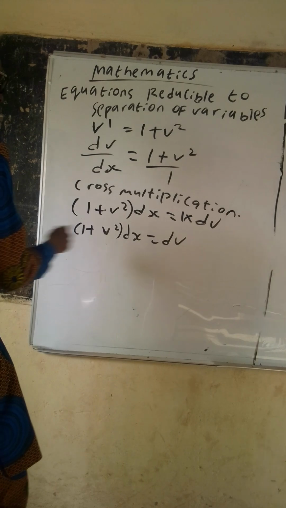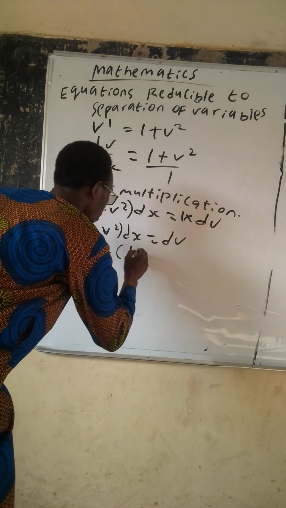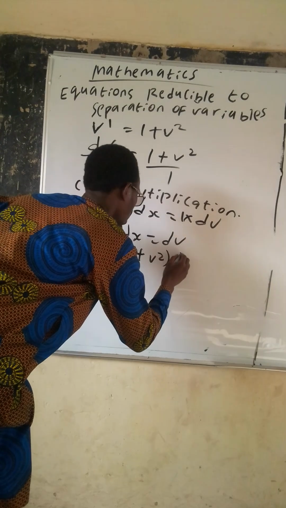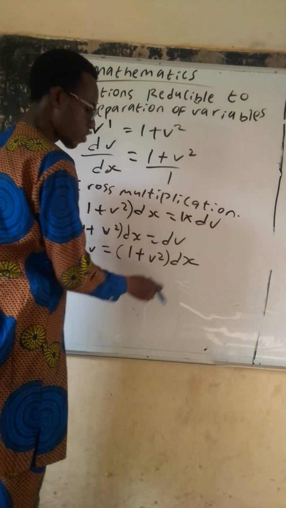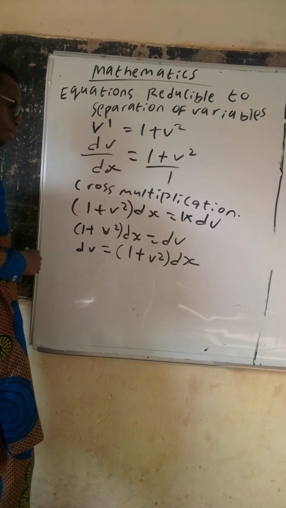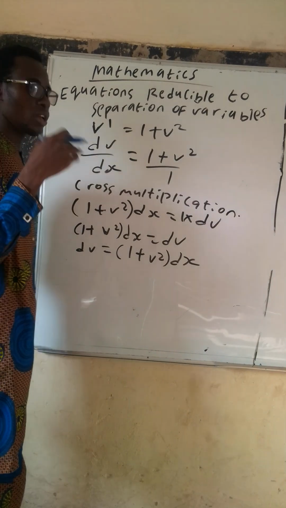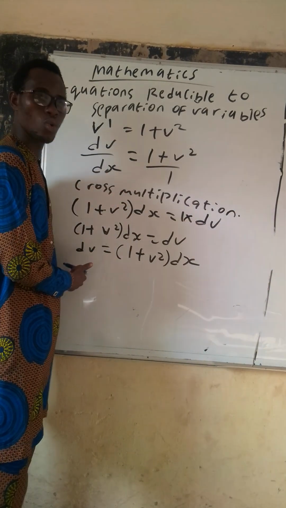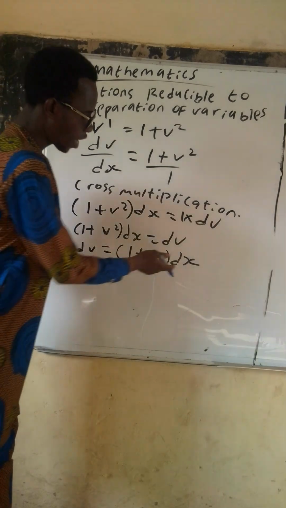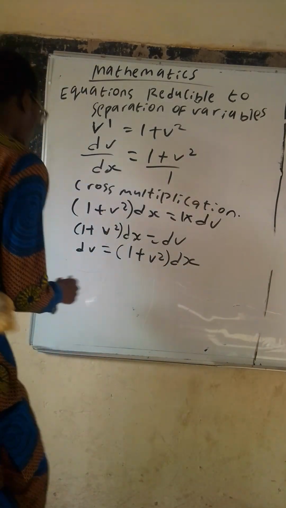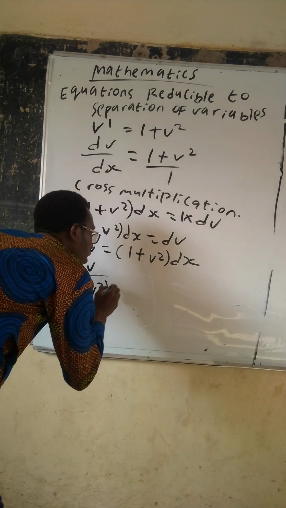Having done that, this equation is the same as dv equals (1 plus v squared) dx. So now let's divide both sides by 1 plus v squared. Are you getting me? Why do we do that? So that we can separate the variables. The variables related to v we bring to one side, and the variables of x go on the other side. So we have dv all over 1 plus v squared.